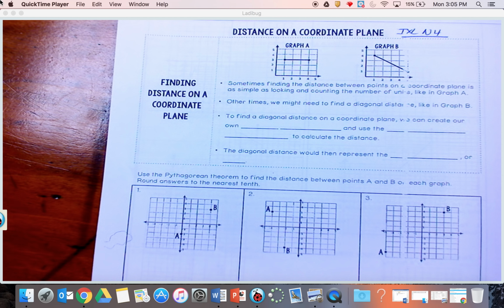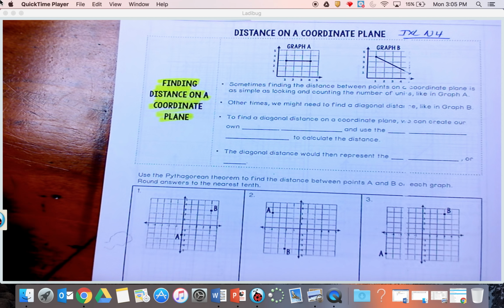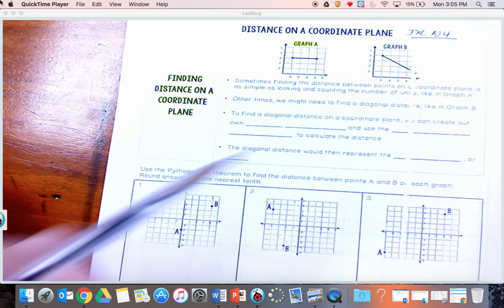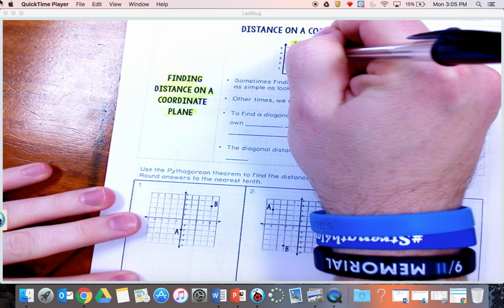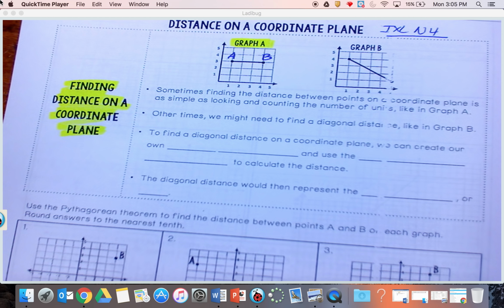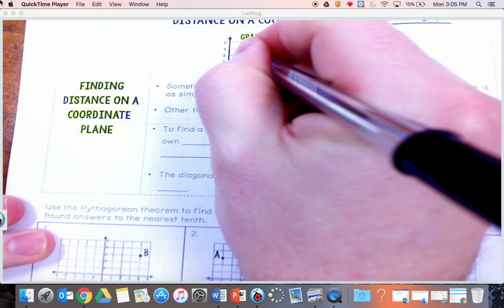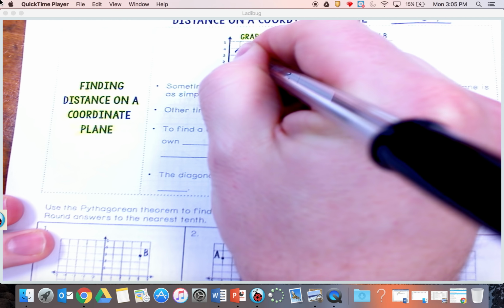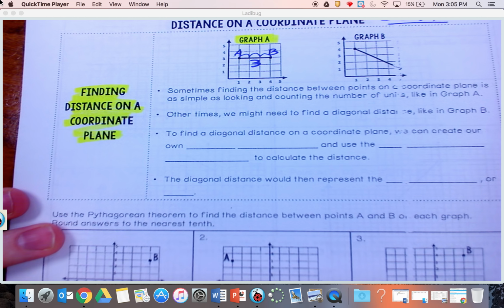Okay, so let's get started. This is the first part, about finding the distance on the coordinate plane. It's pretty easy to see on graph A here the distance between point A and point B. How far apart is it from point A to point B? I'll zoom in so you can see it. If I'm at point A trying to get to point B, that's 1, 2, 3 spaces apart, so this will become 3 units apart. From A to B, we can easily count how far away it is.